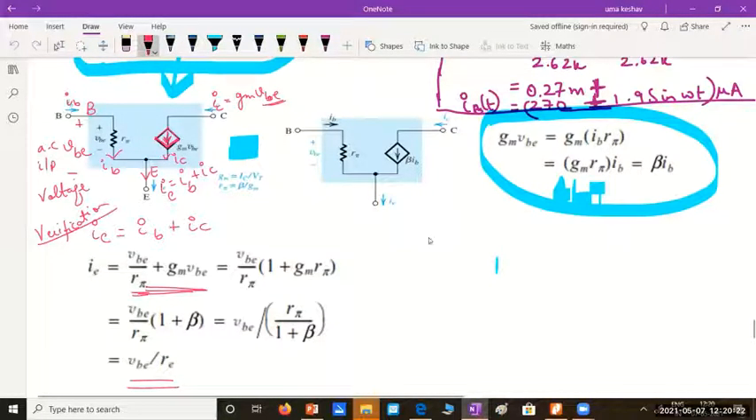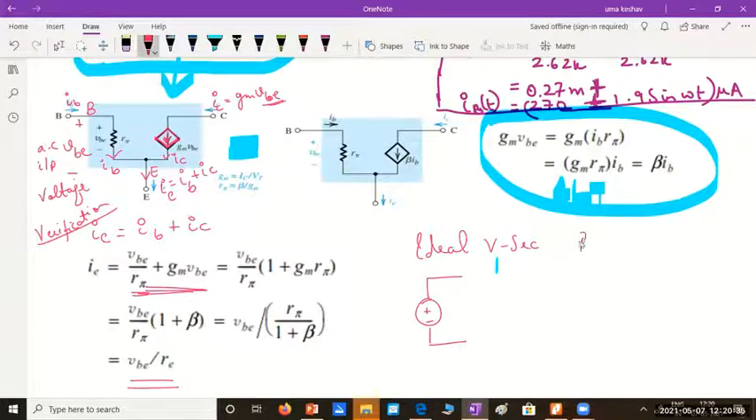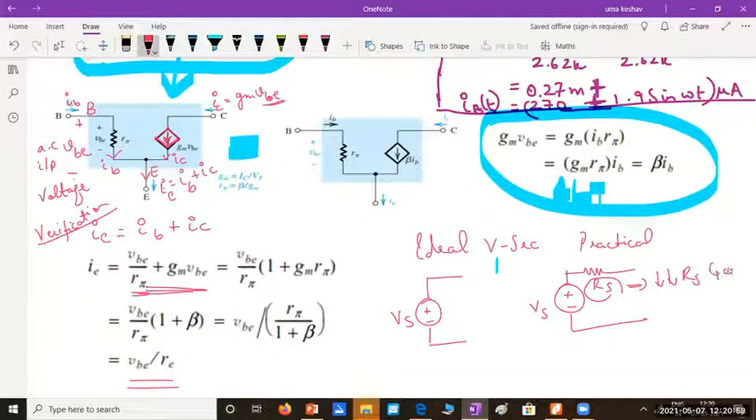If you write an ideal voltage source, then you can simply write a voltage and you need not consider any resistance in series. But a practical one will always include a small resistance in series. So the source resistance will always be present in a practical voltage source. Please remember that. The smaller the RS, the better. So the lesser the RS, the better the circuit.